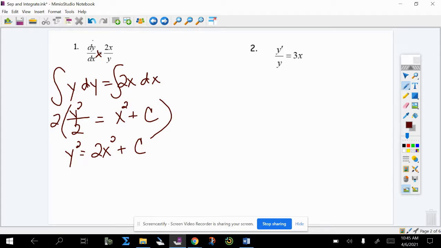This may be acceptable, or they might want you to go a step further and solve for y by taking the square root of both sides. Go by the directions, and the directions will let you know how much simplifying is expected. So that is the idea of separating and integrating. This is called a general solution to the differential equation. If I wanted a particular solution, meaning finding the C value, I would have to give you an initial condition or an extra piece of information. So that's the overview. We'll continue with these examples in the next video.